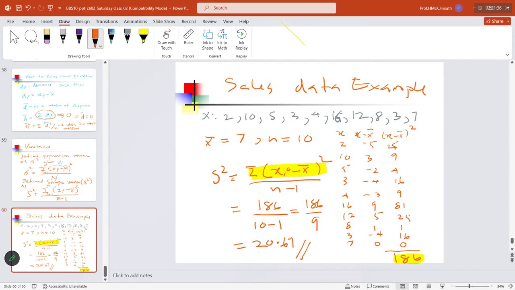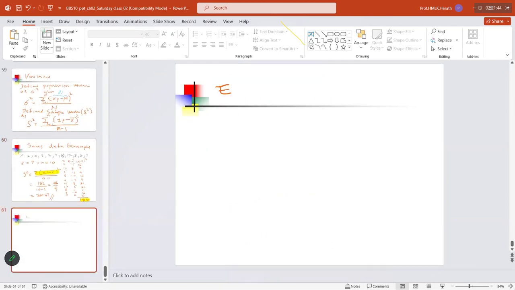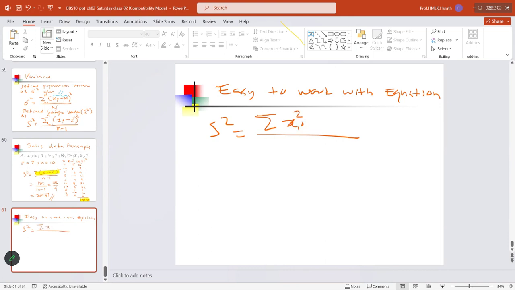Note that we can use another formula, an easy to work with formula. s squared equals summation xi squared minus (summation xi) squared divided by n, all divided by n minus 1.